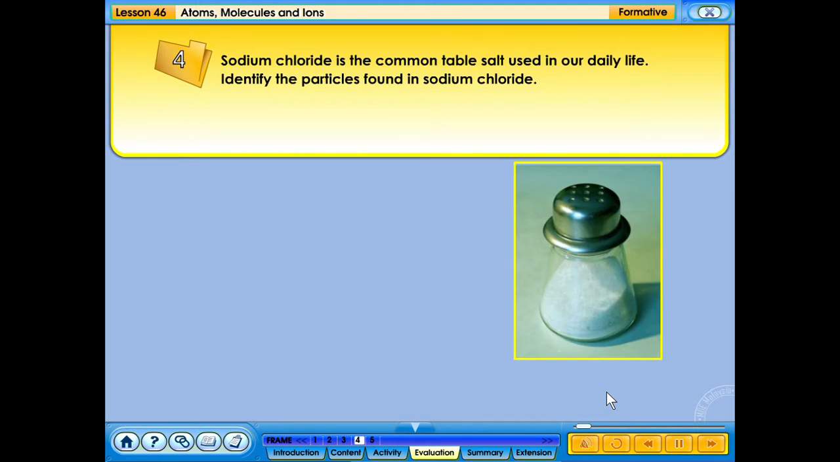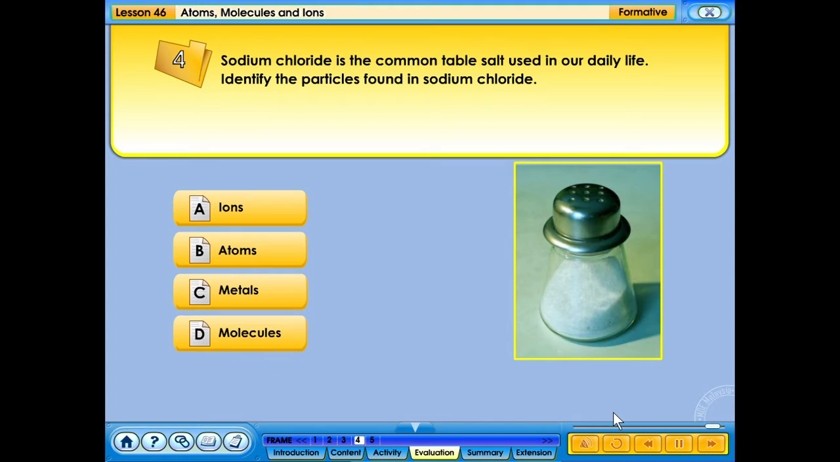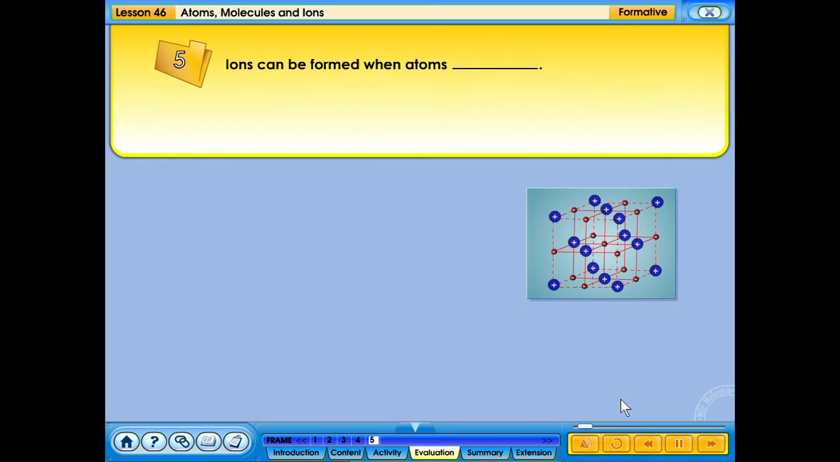Sodium chloride is the common table salt used in our daily life. Identify the particles found in sodium chloride. A. Ions, B. Atoms, C. Metals, D. Molecules. Your answer is correct. Ions can be formed when atoms A.